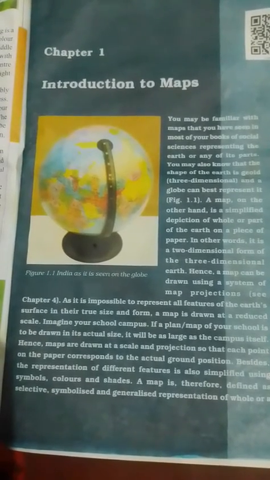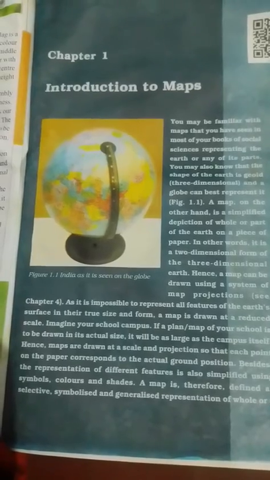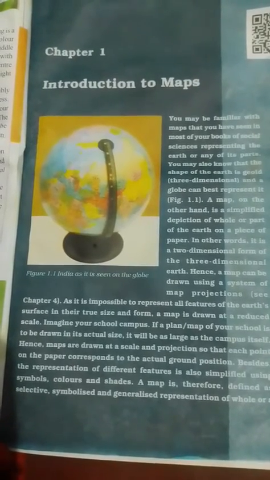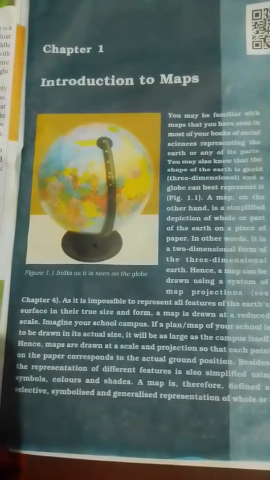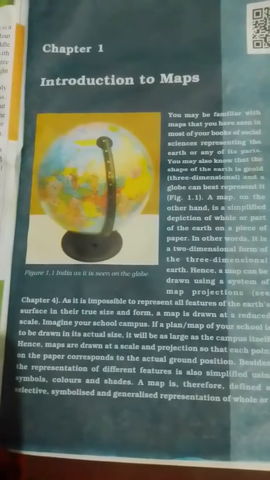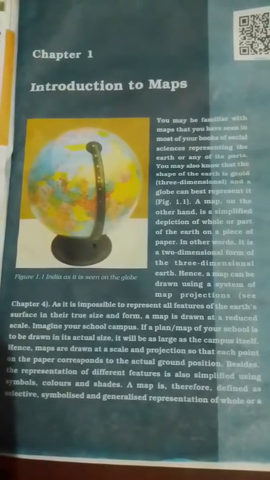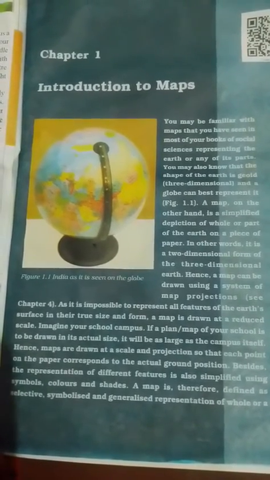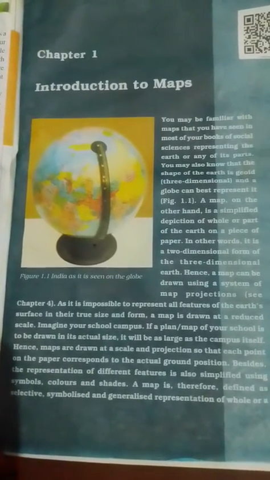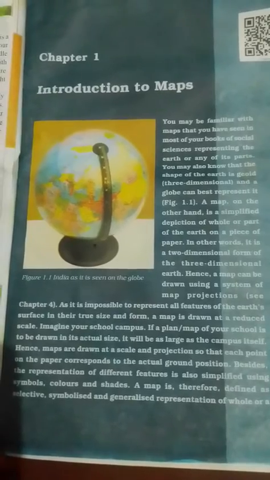So before a map is to be prepared, we have to determine what should be the scale of our map. It can be a large scale map, it can be a small scale map. So a map is therefore a depiction of the earth using different symbols and different colors and shades. So it is the representation of the earth or a generalized representation of the earth on a piece of paper.